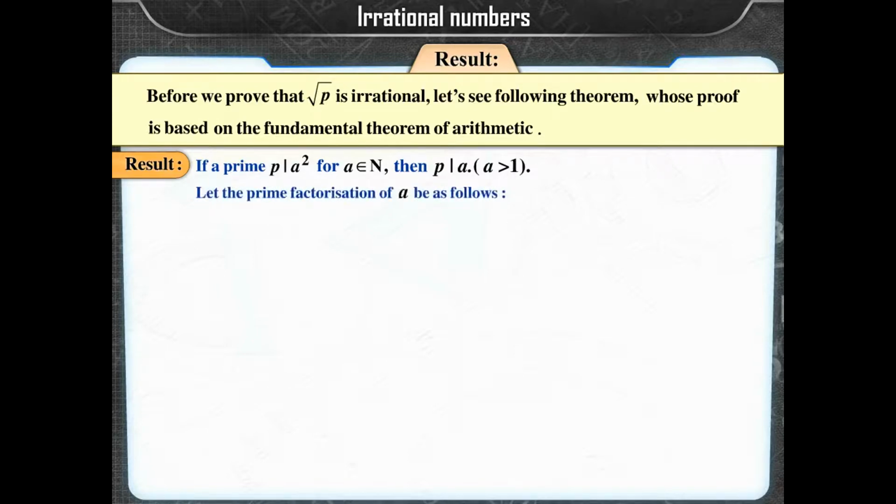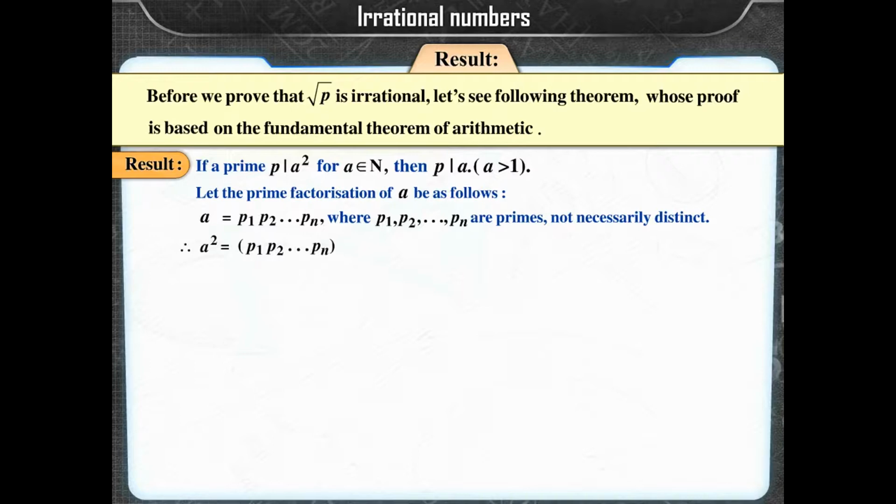Let the prime factorization of a be as follows. a is equal to p1, p2, and so on up to pn, where p1, p2, and so on up to pn are primes, not necessarily distinct. Therefore, a squared is equal to p1, p2, and so on up to pn into p1, p2, and so on up to pn, which is equal to p1 square, p2 square, and so on up to pn square.